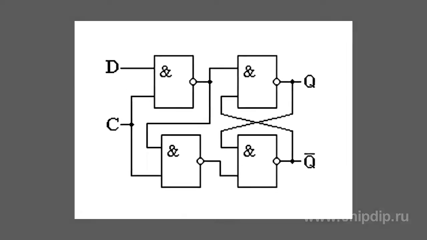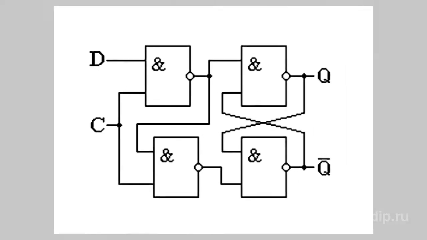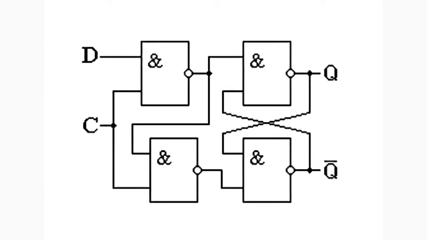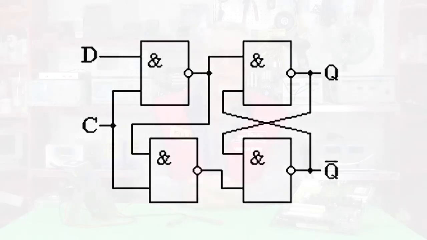The D-trigger is implemented on the TTL elements by means of the most popular element of the TTL logic, 2NAND. The basic diagram of D-trigger and 2NAND elements is given in the picture. The D-trigger is implemented even easier on CMOS elements.